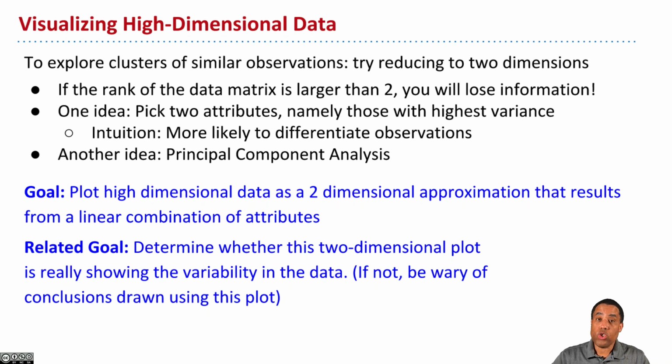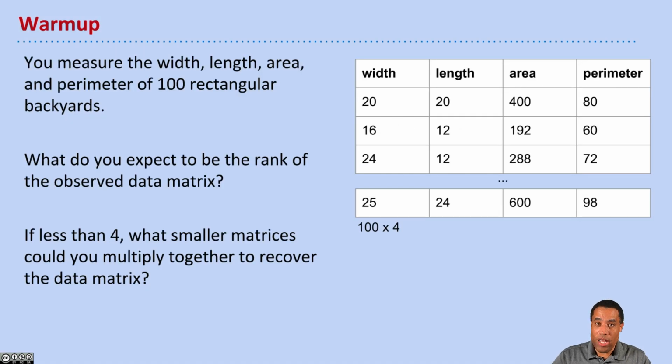So we want to visualize high-dimensional data, and our high-level goal here is we want to plot this high-dimensional data as a two-dimensional approximation that results from some linear combination of the attributes of that high-dimensional data. And there's a related goal that we have here, which is we want to make sure that when we look at that two-dimensional plot, it really shows us the variability of the data. If it's not showing us the variability in the data, then we want to be suspicious of drawing any conclusions from that plot. So let's start with a warm-up exercise.